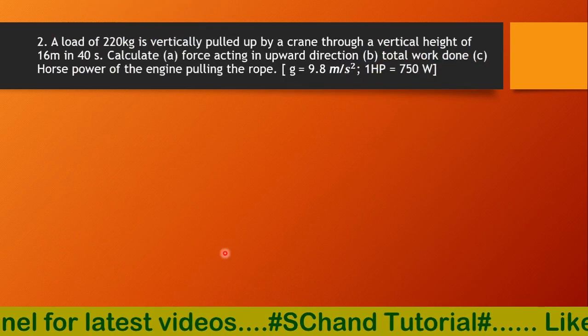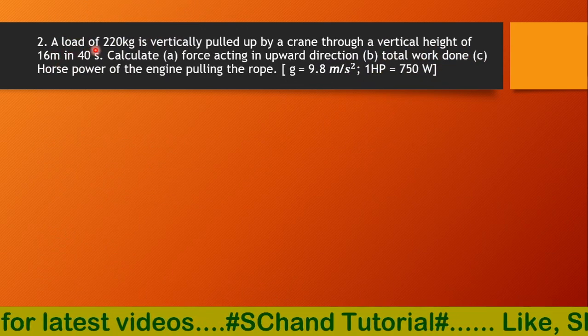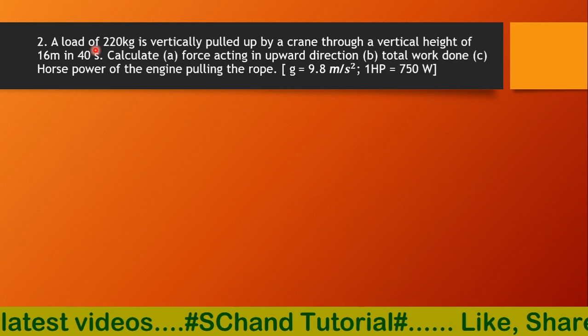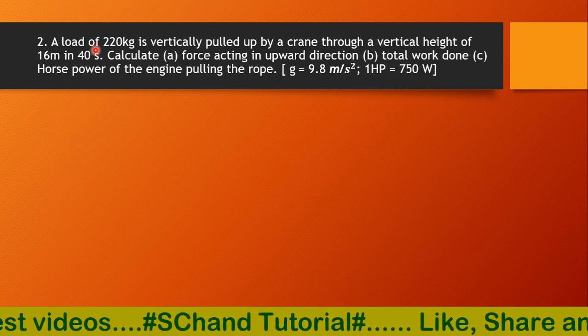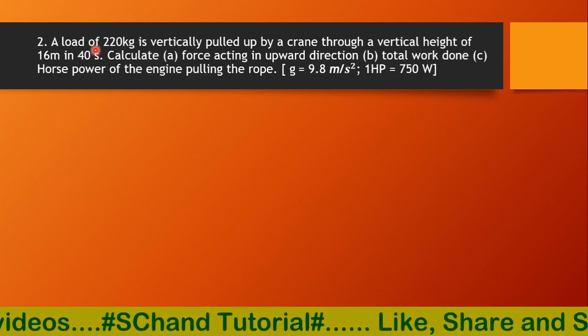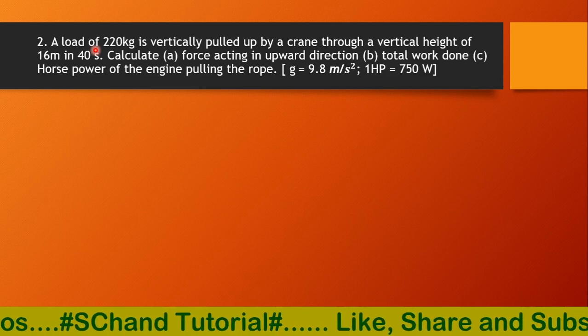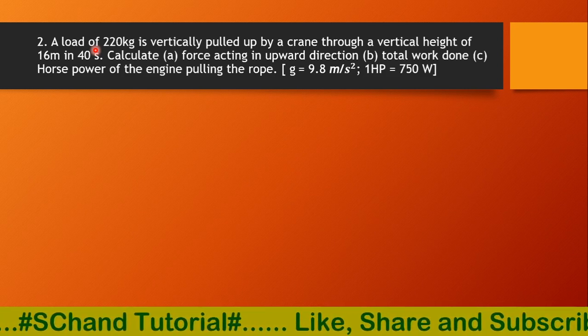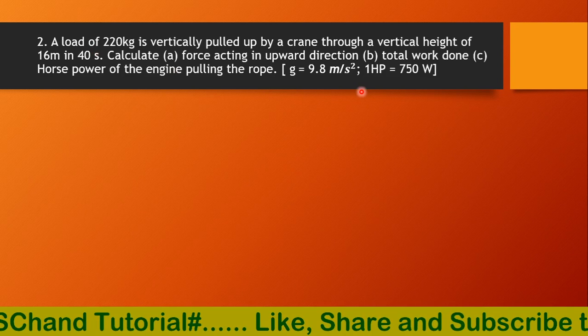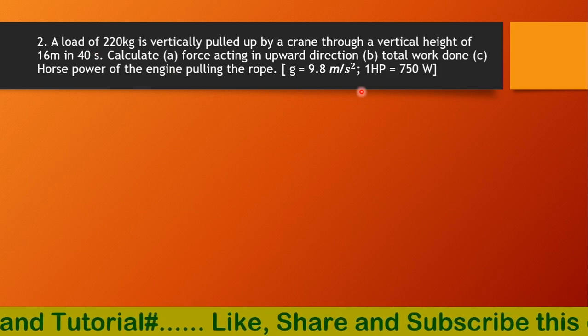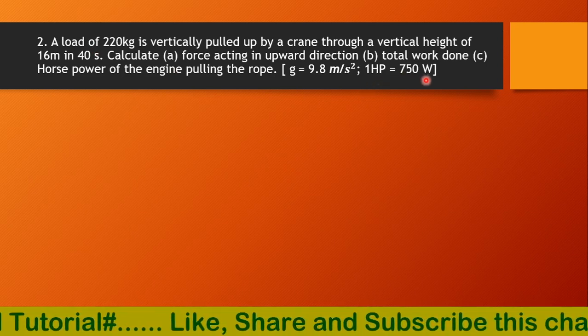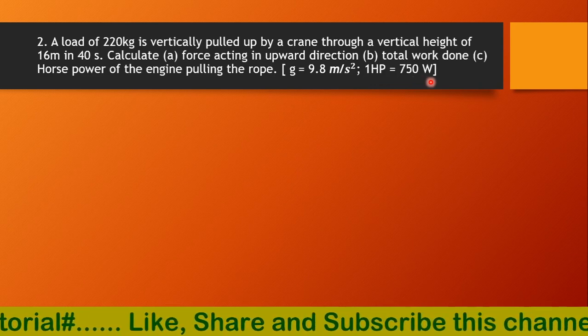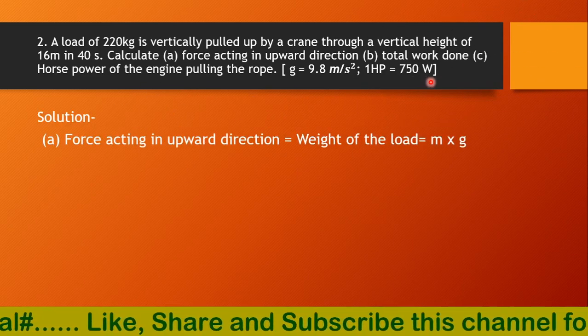Then second, we have a load of 220 kg that is vertically pulled up by a crane through a vertical height of 16 meter in 40 seconds. Calculate A part, force acting in the upper direction, B part, total work done, and C, horsepower of the engine pulling the rope. g in this case is given 9.8 meter per second square, and horsepower is again 750 watt. So let's have the solution.